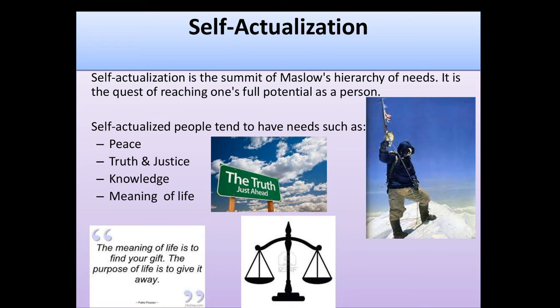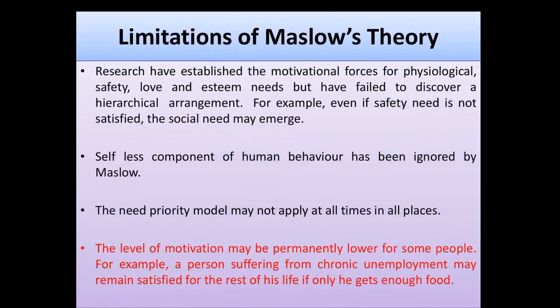This is what Maslow's theory is talking about. Now the limitation: he has talked about five levels. Talking about human behavior has been ignored by Maslow. This is his criticism.